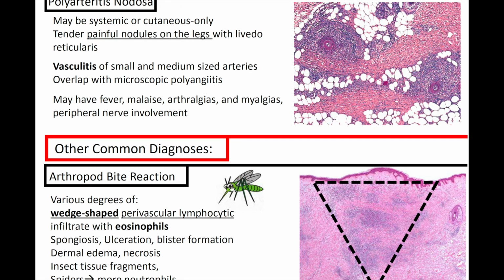So some other common diagnoses to be mindful of is arthropod bite reaction. In arthropod bite reaction, you have various degrees of wedge-shaped perivascular lymphocytic infiltrate with eosinophils, as seen here. And spongiosis, ulceration, blister formation, dermal edema, necrosis, insect tissue fragments, and spiders can lead to more neutrophils. So different bugs, different bites, different reactions in the skin, but just as a general pattern, this wedge-shaped perivascular lymphocytic infiltrate is good to associate with arthropod bite reaction.